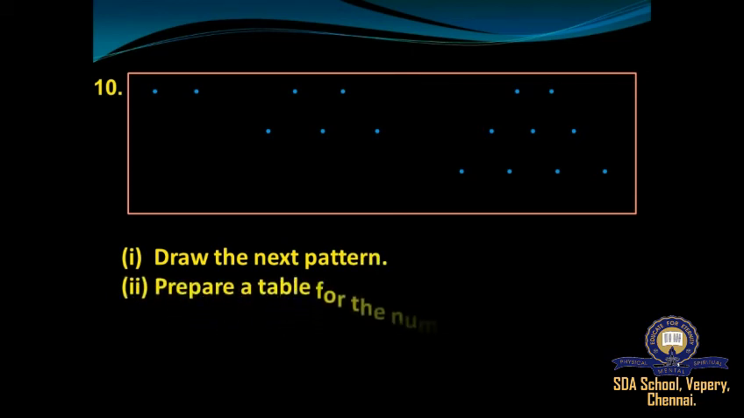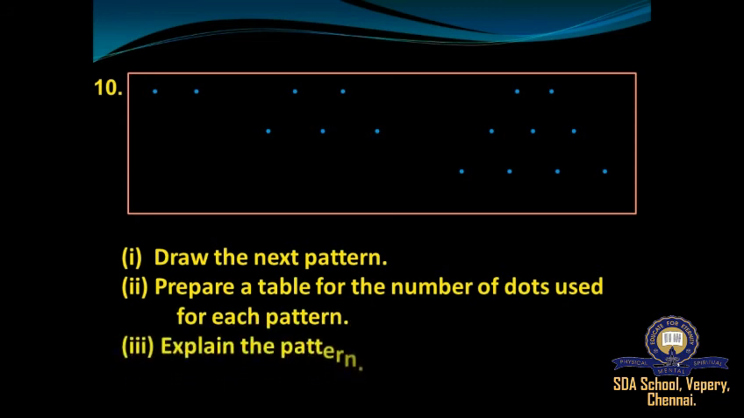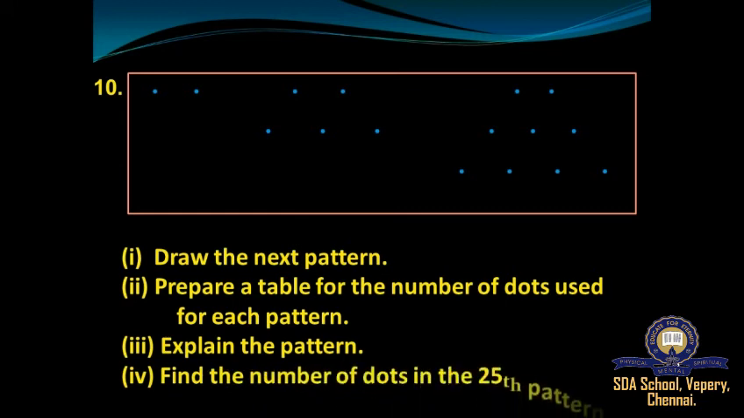Okay, now I'll move to the 10th sum. You are supposed to draw the next pattern. So you are supposed to prepare a table for the number of dots used for each pattern, and you are supposed to explain the patterns. Okay, and the fourth one will be, you are supposed to find out the number of dots in the 25th pattern.